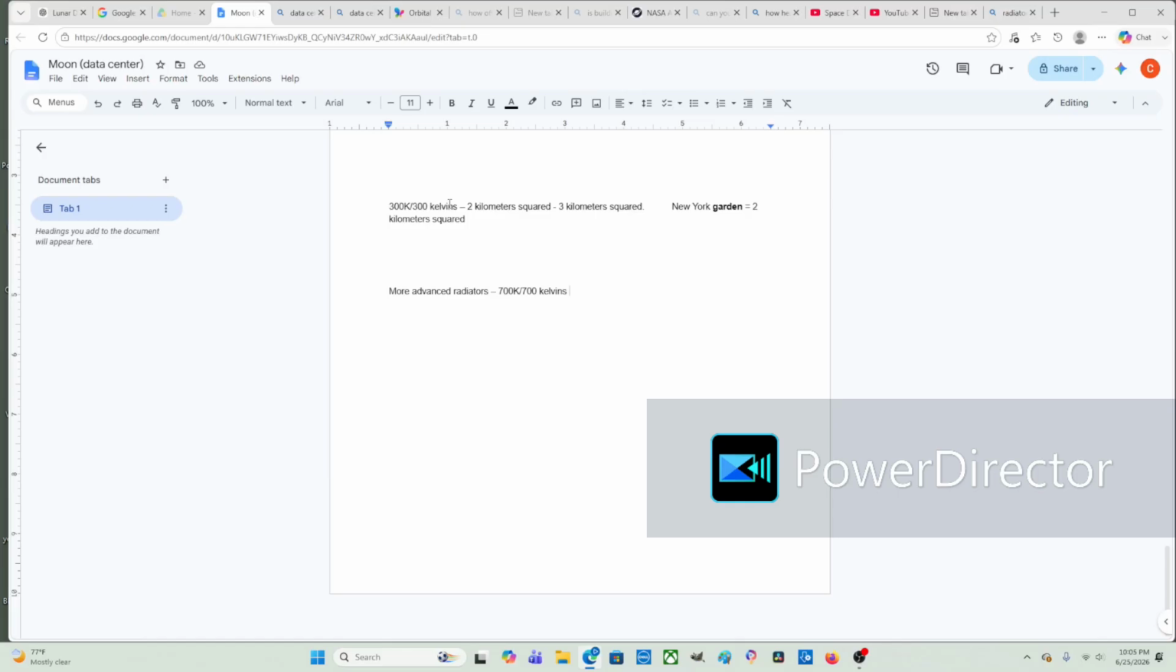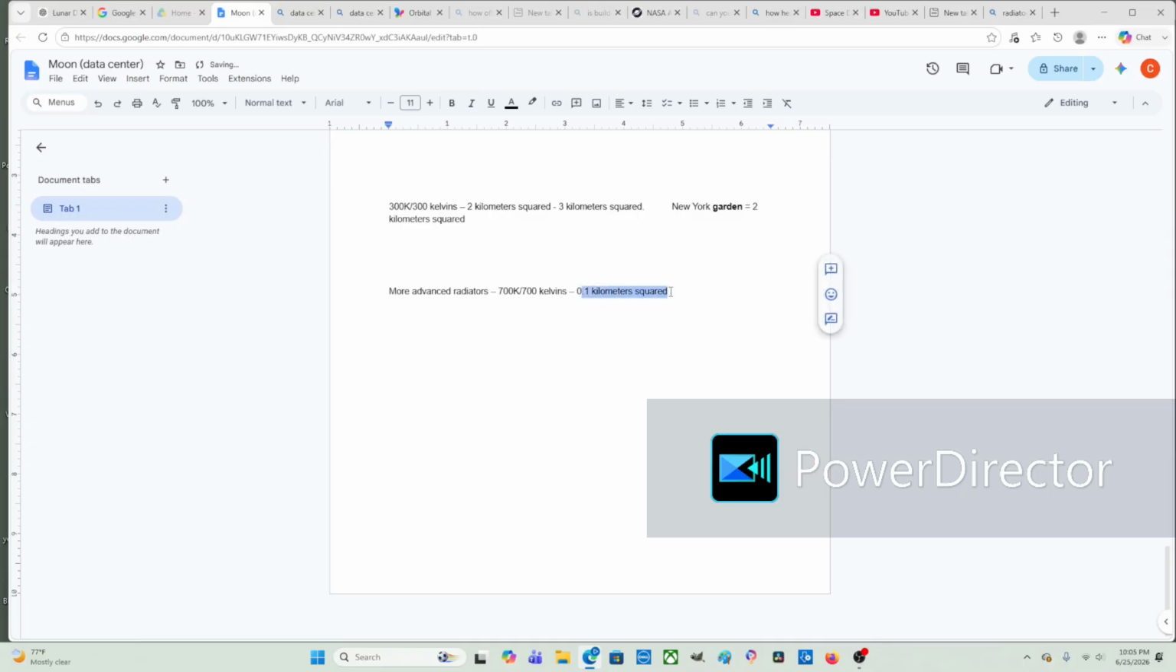So 150 degrees Fahrenheit and 200 degrees Fahrenheit are very effective with using these things. And in terms of size, rather than it being 2 kilometers squared, it says it is about 0.1 kilometers squared.